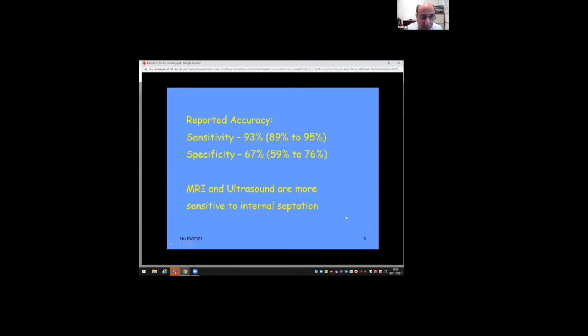Most of these, I will actually give you at the end the overarching paper from which my figures have been obtained. So these figures have all come from an overarching review paper, and I'll give that to you at the end. The reported accuracy of the Bosniak classification is between 89 and 95% in sensitivity, and in specificity, 59 to 76%.